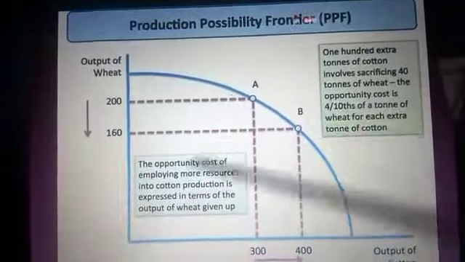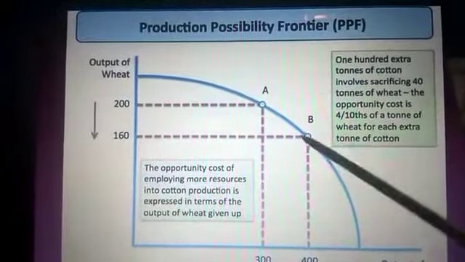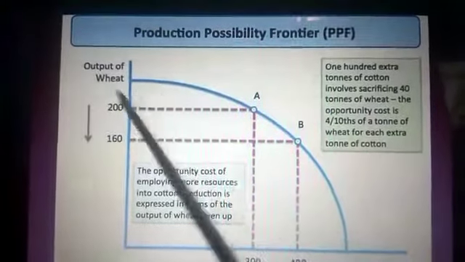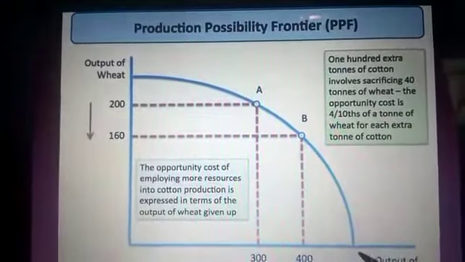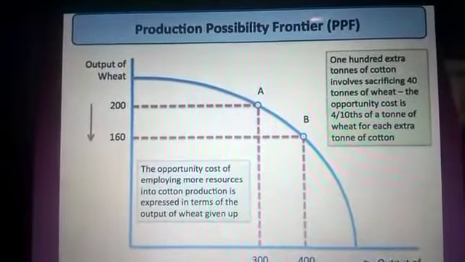Isn't it concave to the origin? Okay, this is what is known as a concave shape graph. A production possibility frontier is a concave shaped curve sloping downwards from left to right.